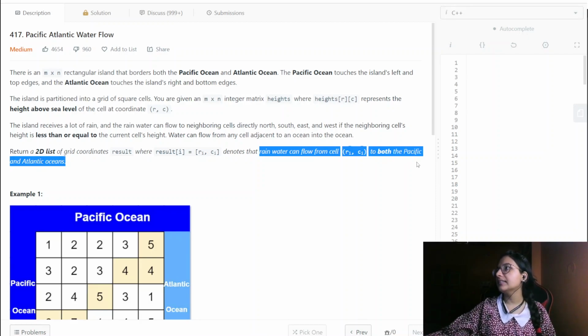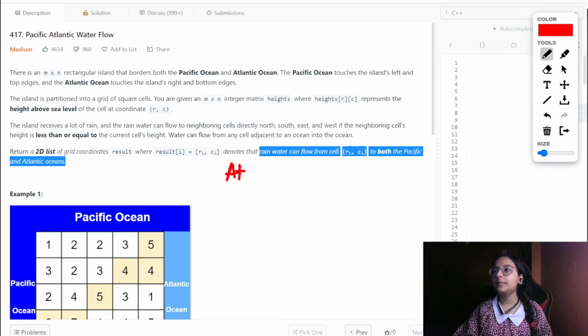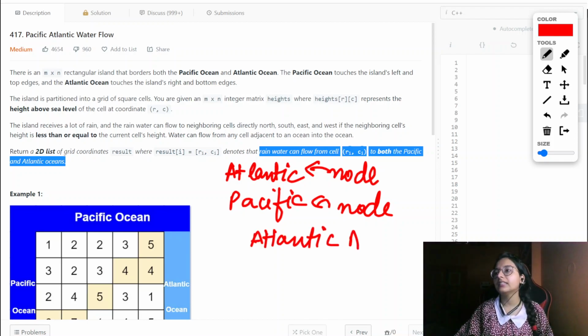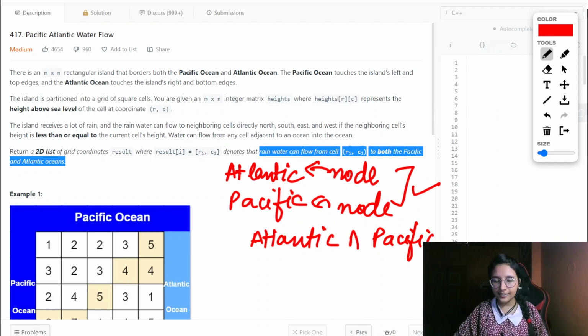To be precise, there is some node which is flowing towards the Atlantic Ocean, and there is some node which is flowing towards the Pacific Ocean. But what we actually require is the intersection of Atlantic and Pacific. Basically, it should flow to both. If it is both, then only we are required to return it as the answer. If it is either one of them, then that won't be our answer. So that's what we are required to do in this question.